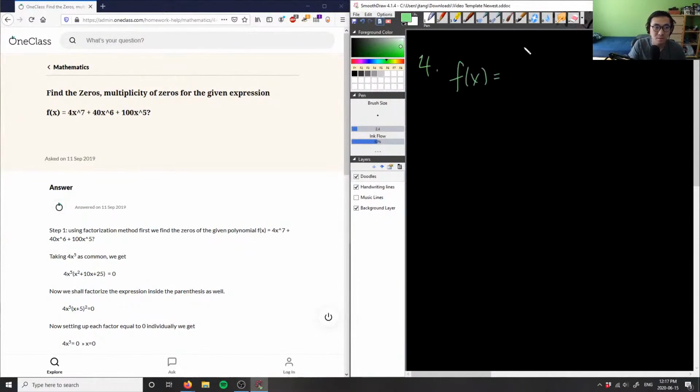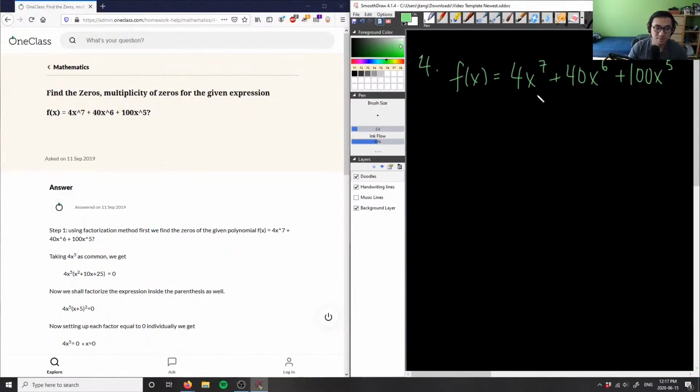So f of x is equal to 4x to the power of 7 plus 40x to the power of 6 plus 100x to the power of 5. We first want to find the zeros. So how do we find the zeros? Well, I want to solve for this x value here. How do we do that? Well, this is to the power of 7, so there's no specific formula we have to use. But what we can do is factor firstly.